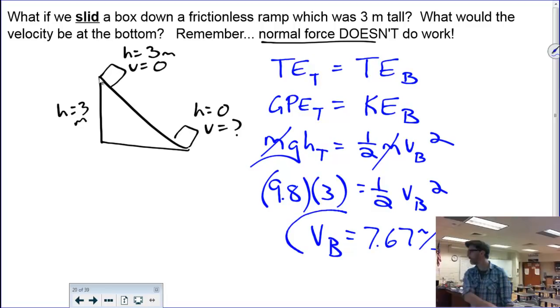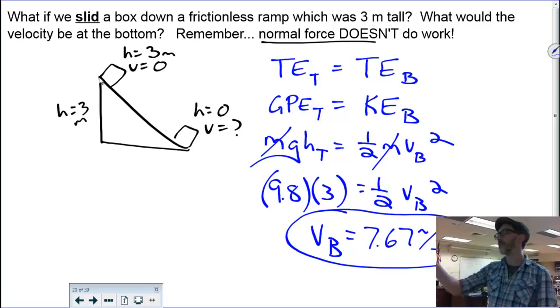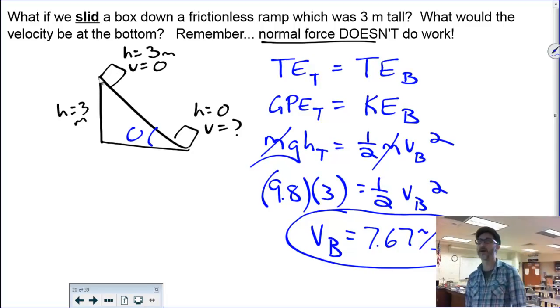Okay, so that should hopefully be review, right? This is a basic conservation of energy problem. Also worth noting, notice that the length and the angle of the ramp didn't affect that at all, right? Okay. All right, so that's that.